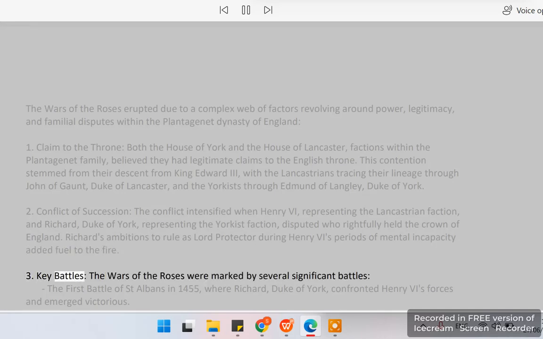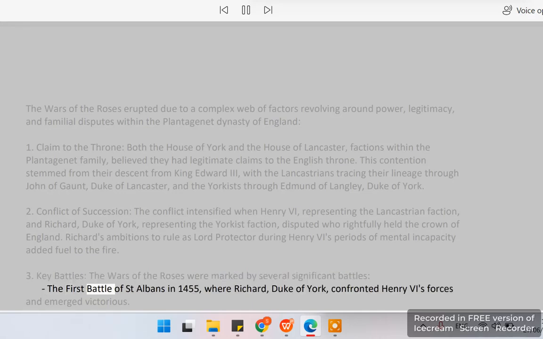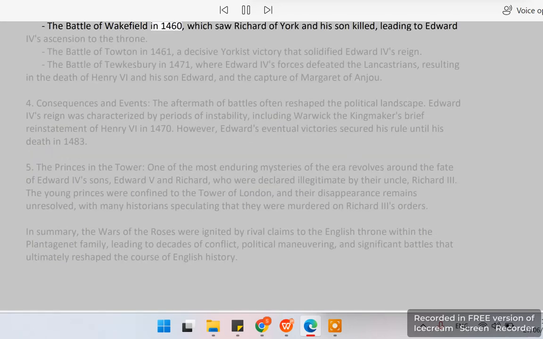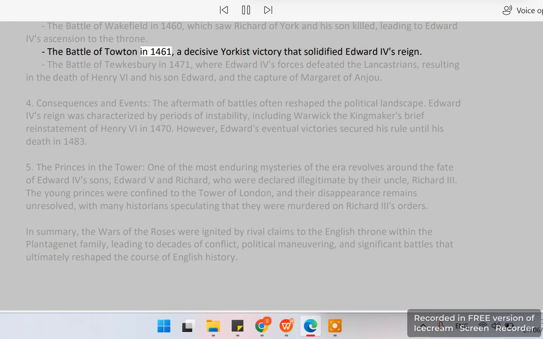3. Key battles. The Wars of the Roses were marked by several significant battles. The First Battle of St. Albans in 1455, where Richard, Duke of York, confronted Henry VI's forces and emerged victorious. The Battle of Wakefield in 1460, which saw Richard of York and his son killed, leading to Edward IV's ascension to the throne. The Battle of Towton in 1461, a decisive Yorkist victory that solidified Edward IV's reign.